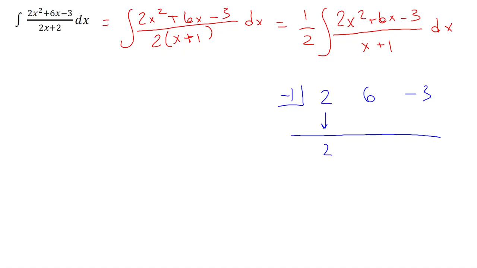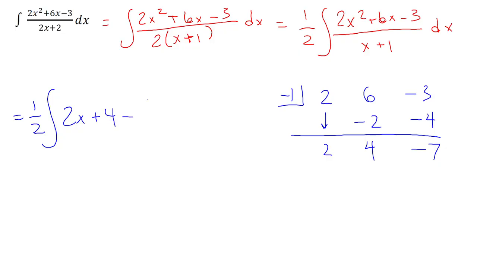division. The 2 drops down to begin with, and then multiply by the -1 gives us -2. Add those together to get 4, multiply to get -4, and add them together to get -7. So we end up with 1/2 the integral of, now we drop down by a power, so it's just 2x plus 4 minus 7 over, and it's now over x plus 1 dx there.